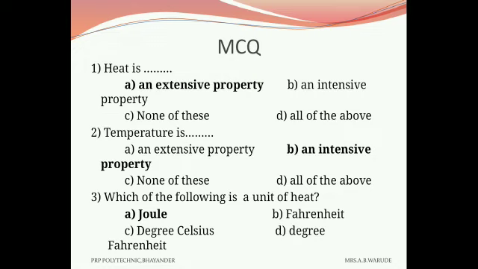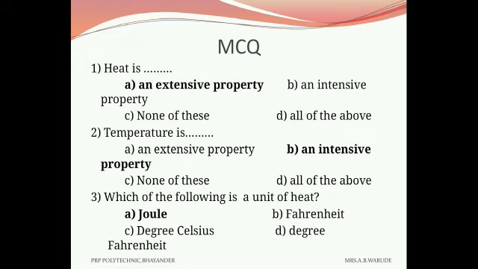Second, temperature is dash dash. Option A is an extensive property. Option B is an intensive property. Option C is none of these. Option D is all of the above. As we know, temperature is the measure of degree of hotness or coldness of a body or a system, and it is an intensive property, and therefore correct option is B.